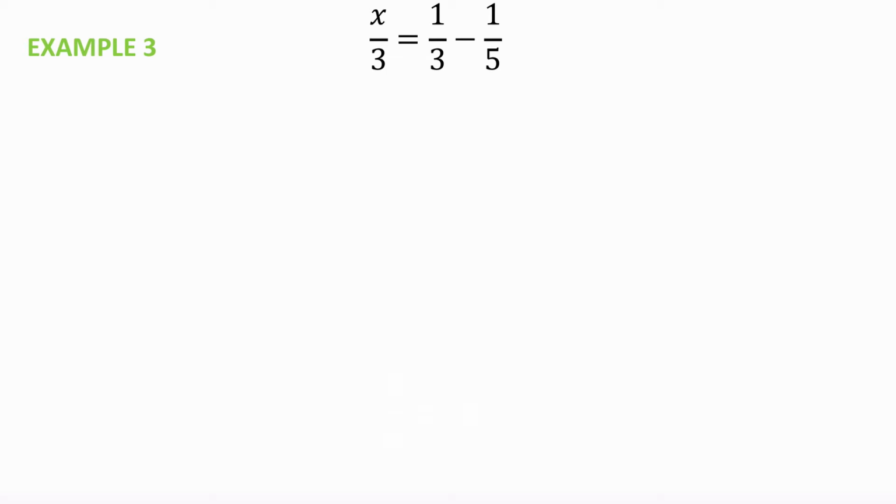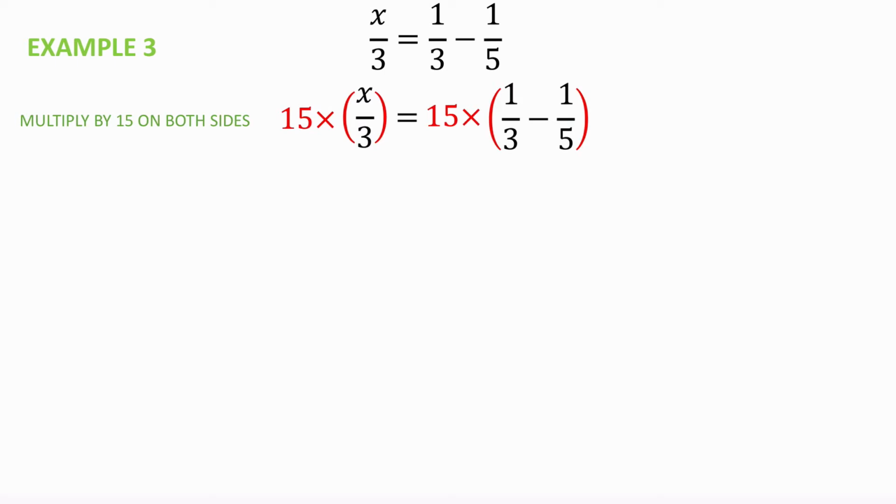Example 3. In this case, we have 3 fractions. So the first step is to find the LCM. The LCM is 15, so we multiply both sides of the equation by 15. Now, we can simplify the left-hand side. 3 can go into 15 5 times, and then we can expand the right-hand side of the equation, and we get 15 times 1/3 minus 15 times 1/5.